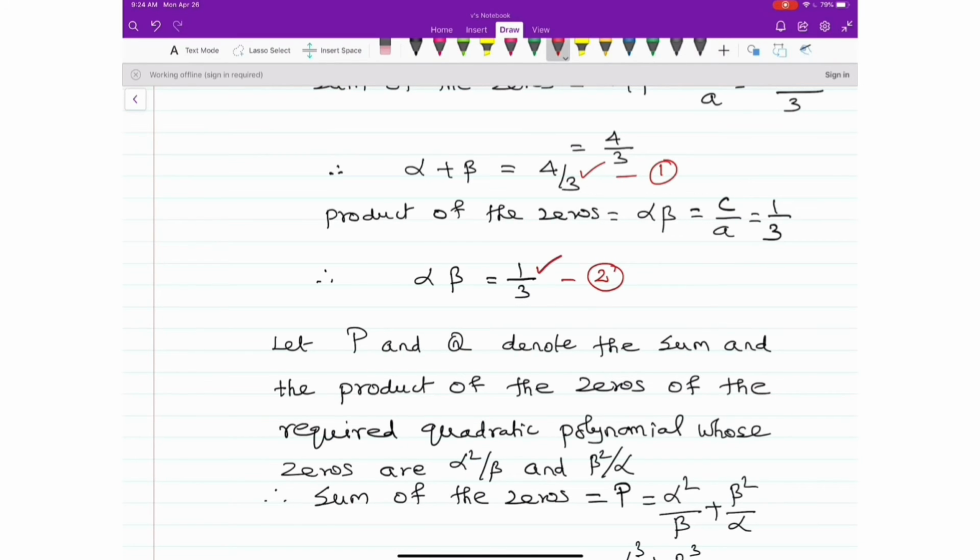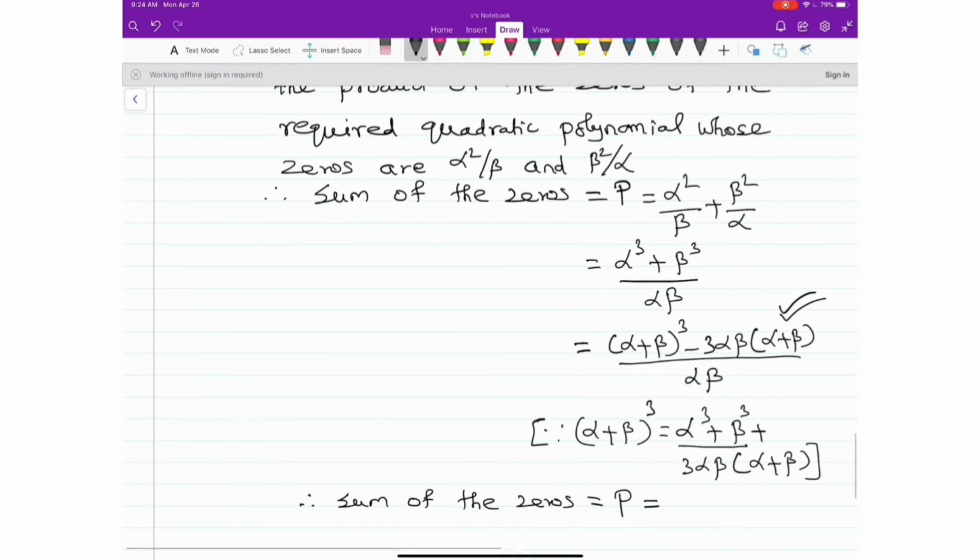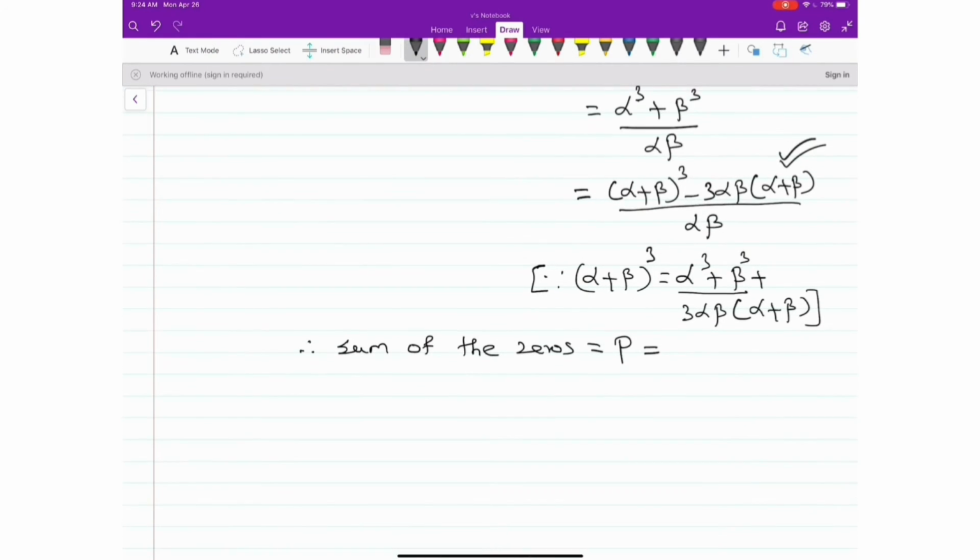Alpha beta is 1 by 3. So let us substitute here. P is equal to 4 by 3 the whole cube minus 3 into 1 by 3 into 4 by 3, because alpha beta is 1 by 3 and alpha plus beta is 4 by 3. Alpha beta is nothing but 1 by 3. This I got from 1 and 2.